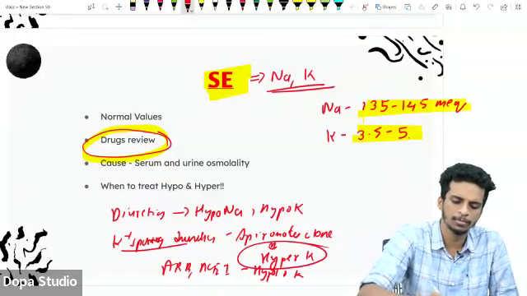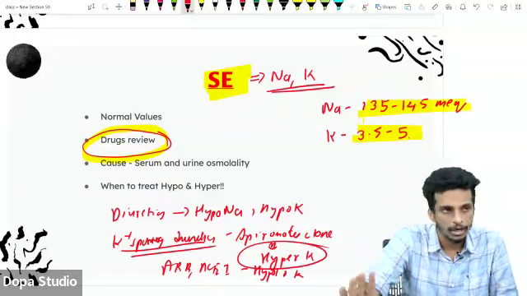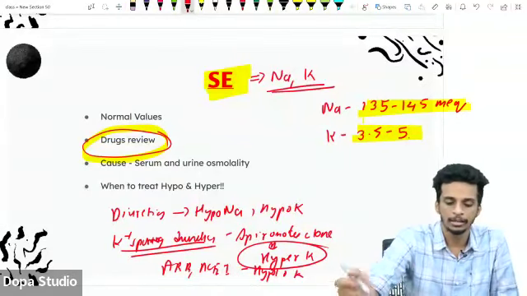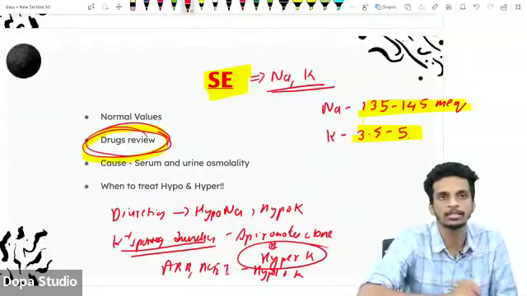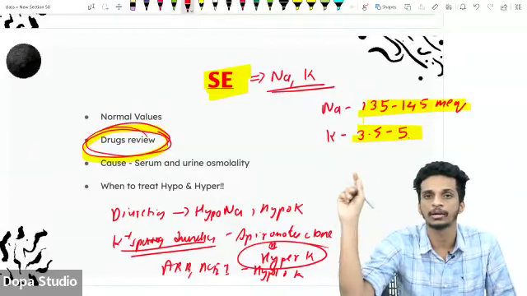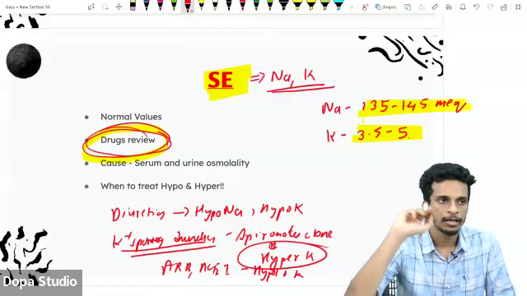But the most important one is potassium sparing diuretics. So my point is, whenever I see a patient with a low or high sodium and potassium, the next thing I am going to review is their drugs, because there will be some culprit in the drugs which is causing this dyselectrolytemia. Is that clear?